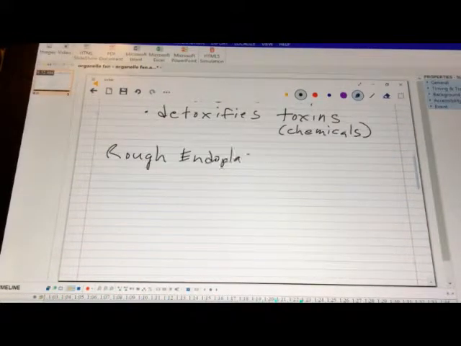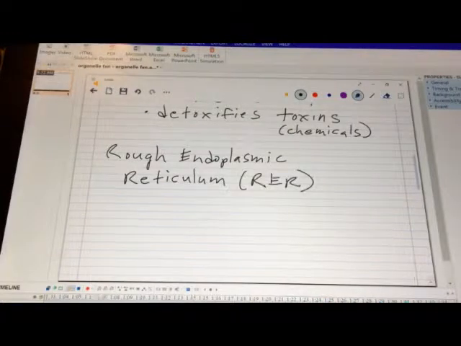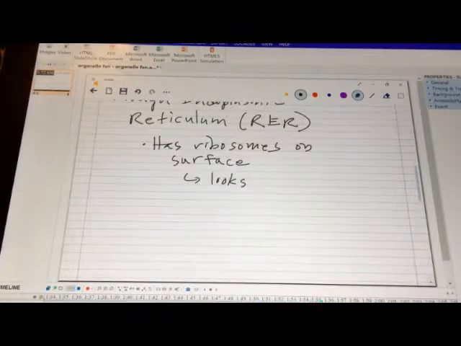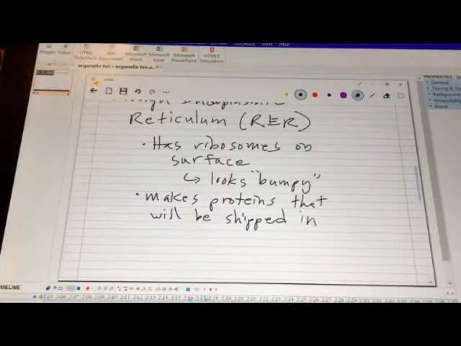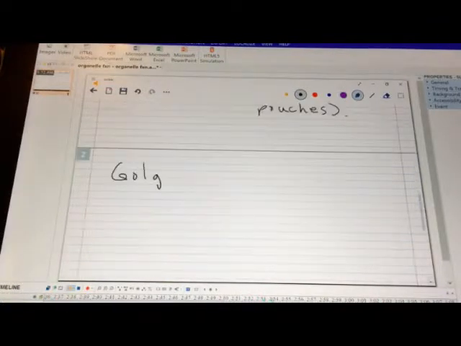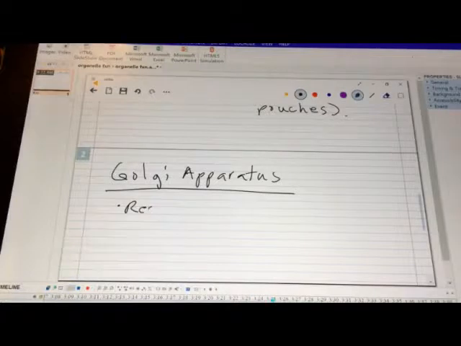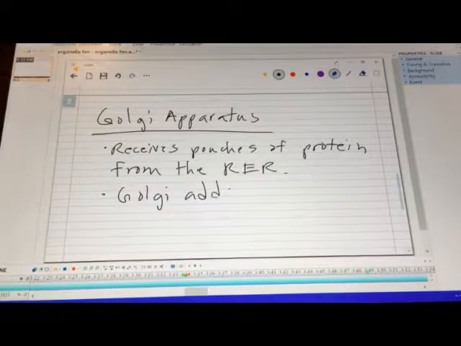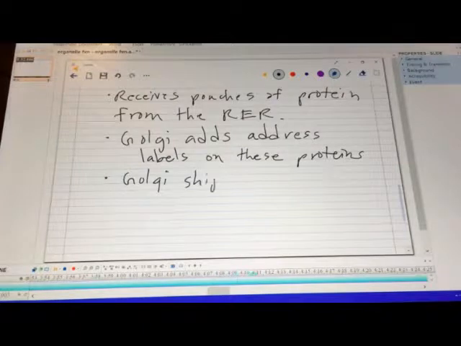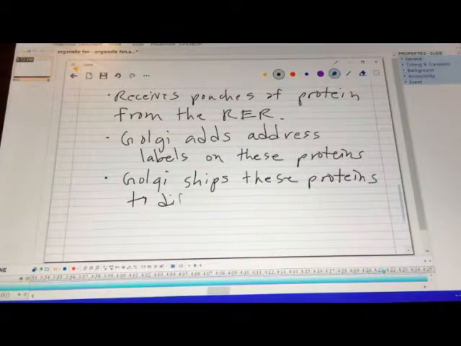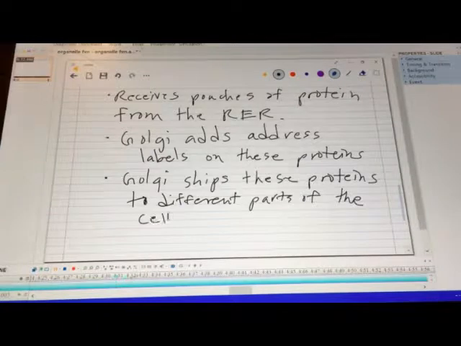The rough endoplasmic reticulum, otherwise known as the RER, has ribosomes on its surface, thus it looks bumpy and is called rough. The RER makes proteins that will be shipped in vesicles, also known as membrane pouches. These vesicles are shipped throughout the cell. The Golgi apparatus, also known as the Golgi body, receives pouches of protein that come from the rough ER. The Golgi then adds address labels on these proteins, and then ships these proteins to different parts of the cell and even outside of the cell in the form of vesicles. Again, vesicles are membrane pouches.